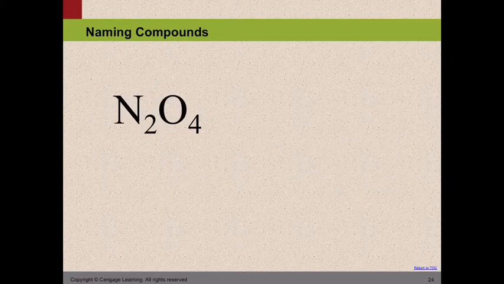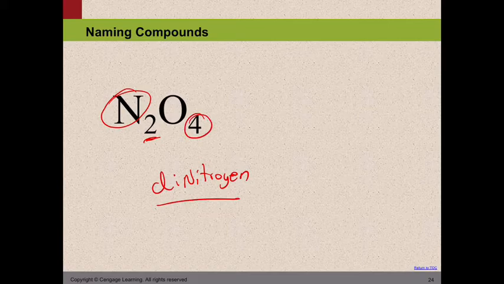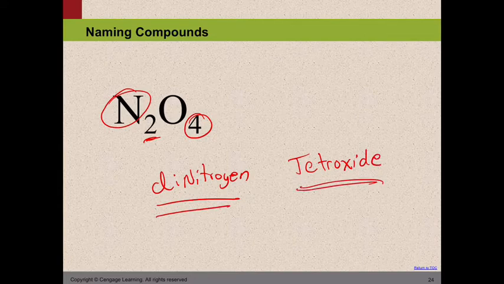There's your one that doesn't have a mono. So this is nitrogen. So we got nitrogen. What is 2? 2 is di. So this is dinitrogen tetroxide. Dinitrogen tetroxide. N2O4.